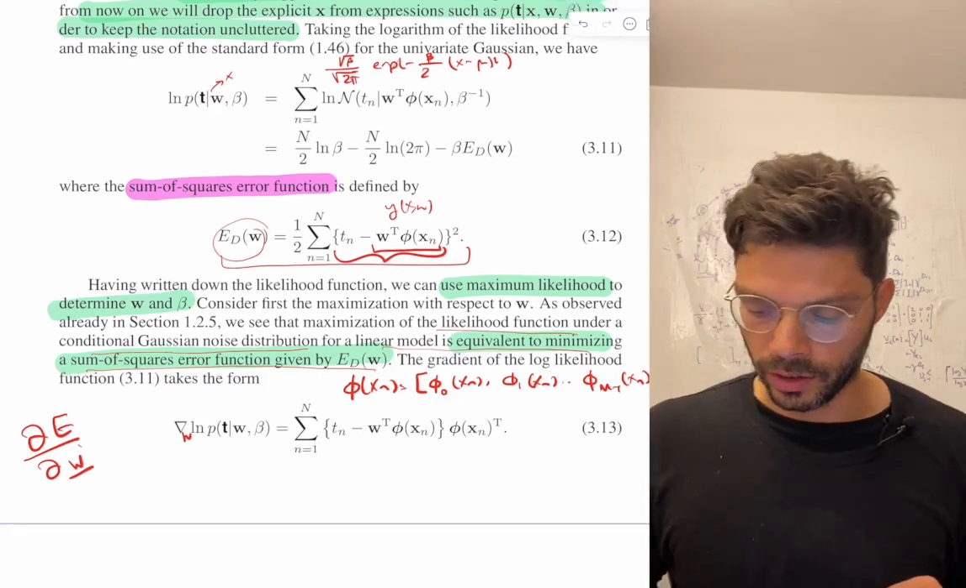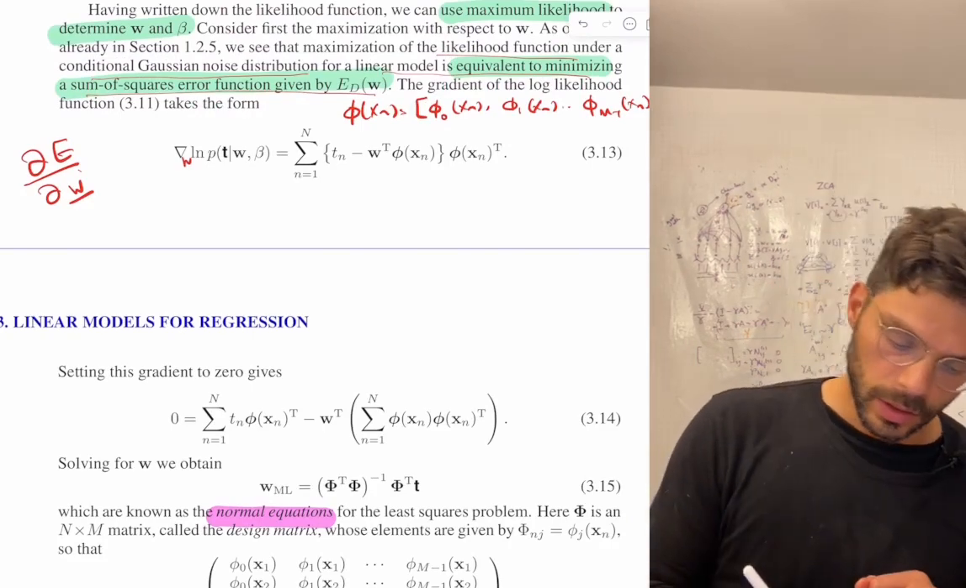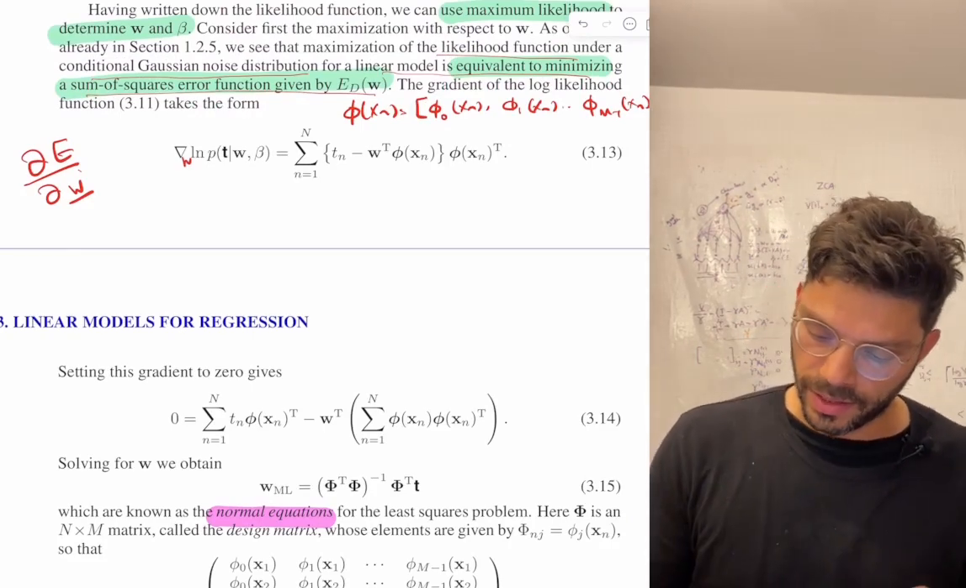So yeah, just a little side note. Okay, so anyway, what do we do? So now we set this gradient to 0. And it's easy to see that it's going to be what?